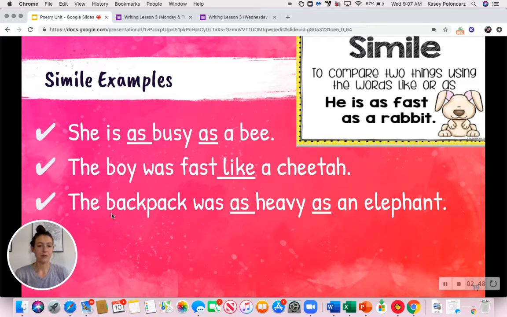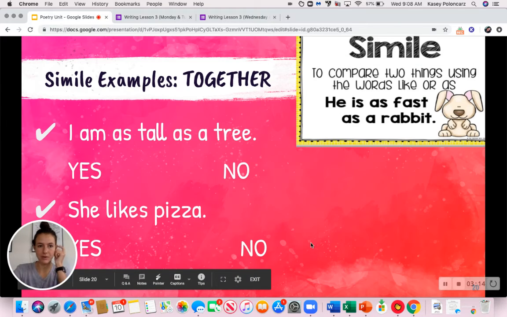Another one, I want you to read it in your head. The backpack was as heavy as an elephant. The backpack was so heavy. So that means the backpack being heavy like an elephant. Your backpack doesn't really have an elephant in it, but it's comparing them, and it's using like or as. We're going to go through a couple examples together.